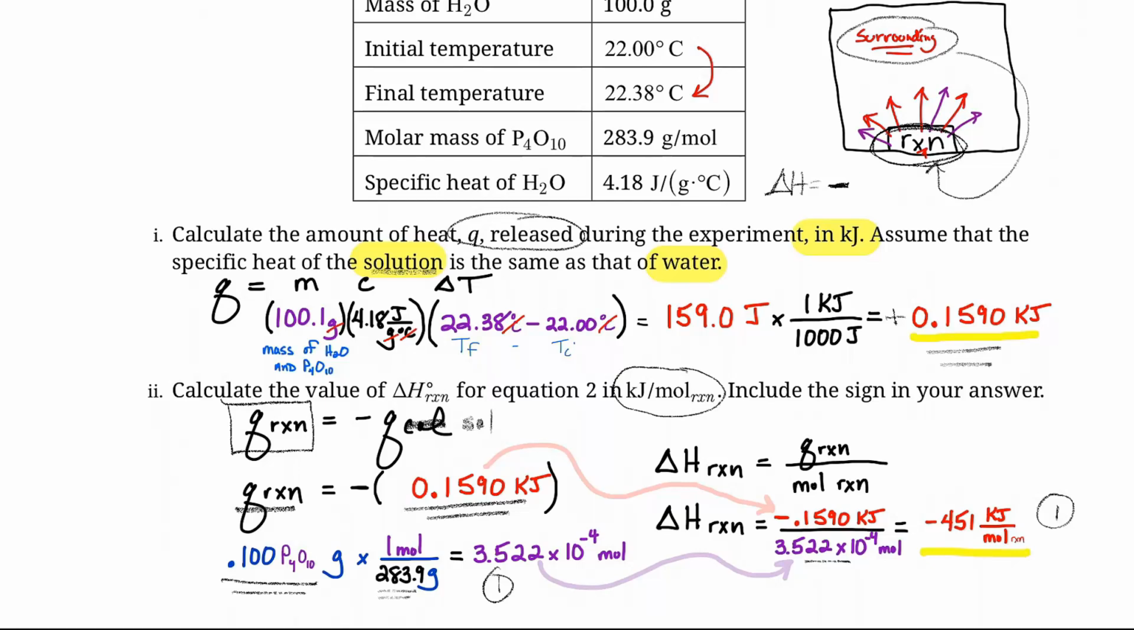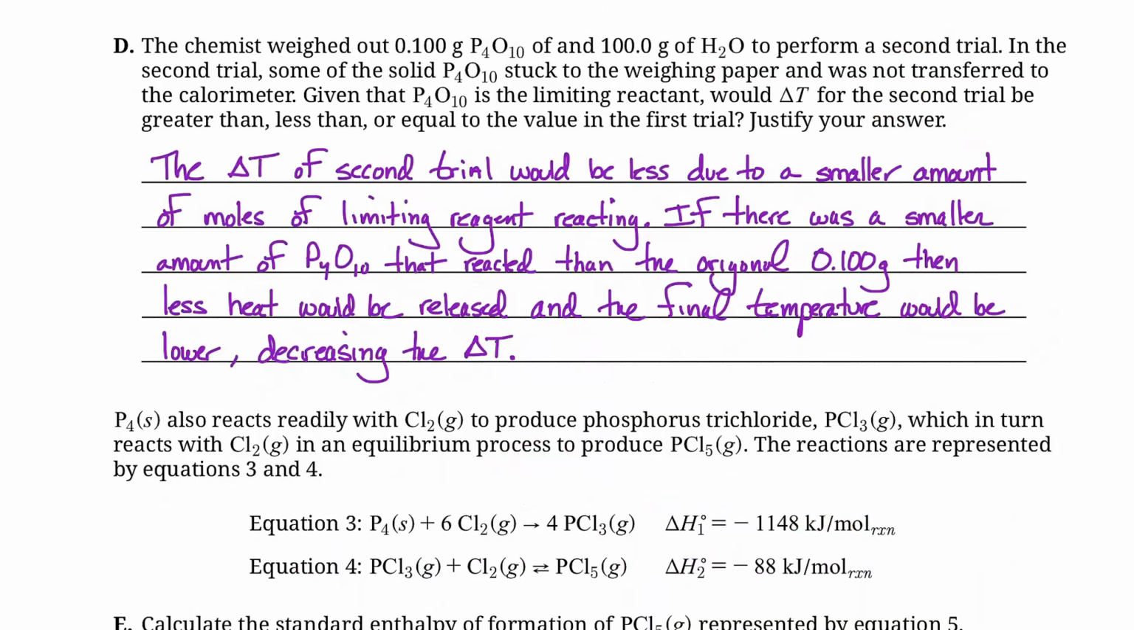All right, so on to the next question. In 3D, the chemist weighed out 0.110 grams again and 100 grams of water to perform a second trial. But in this second trial, some of the solid P4O10 stuck on the weighing paper and was not transferred. That means you have less of it. Given that P4O10 is the limiting reagent, that's important here. That means that the total amount of products, or in this case heat, is dependent upon how much of the P4O10 I have.